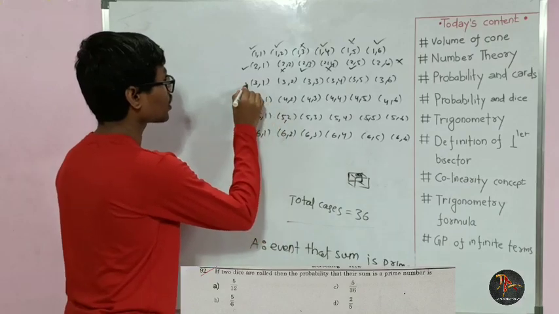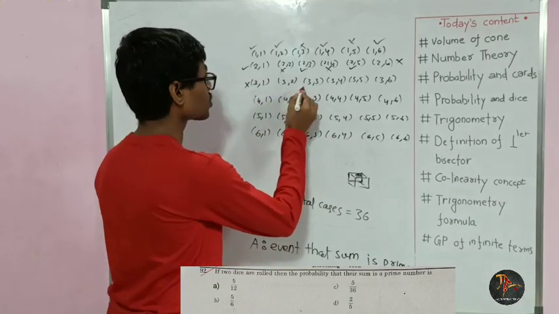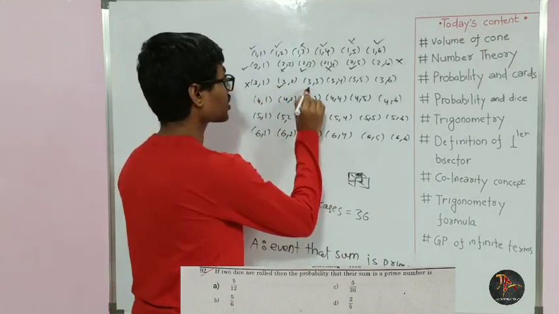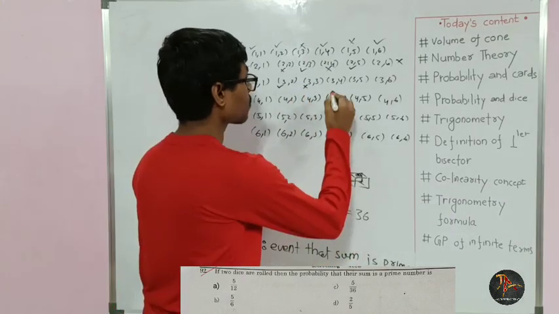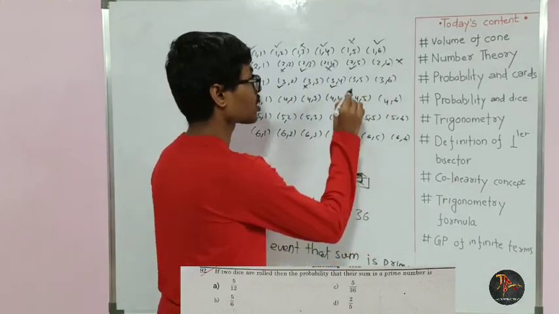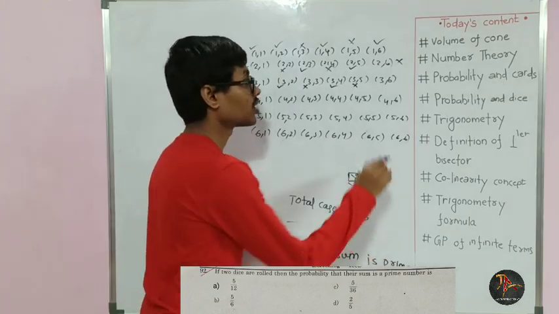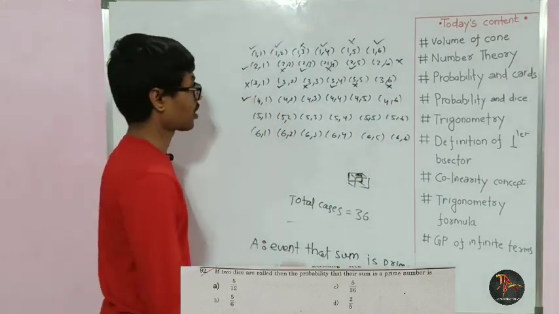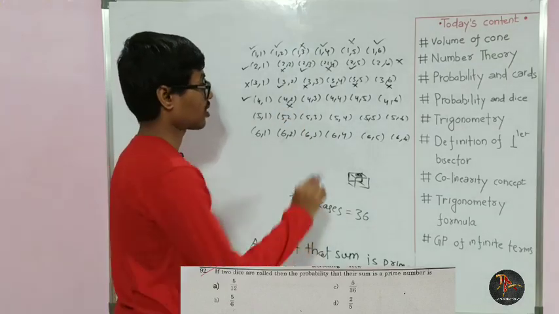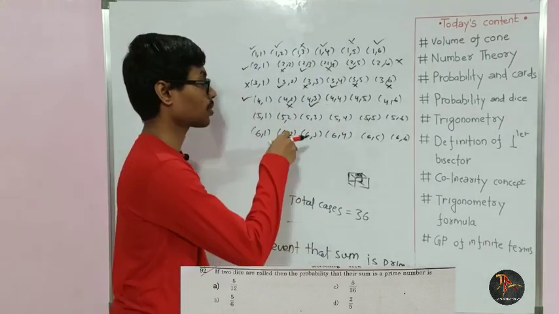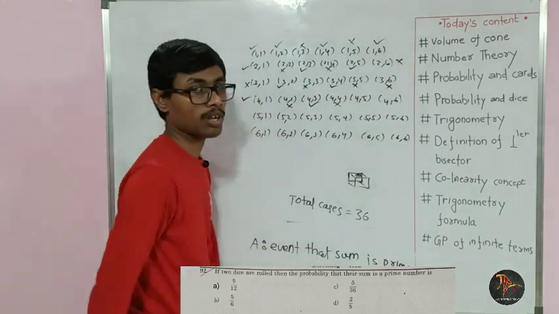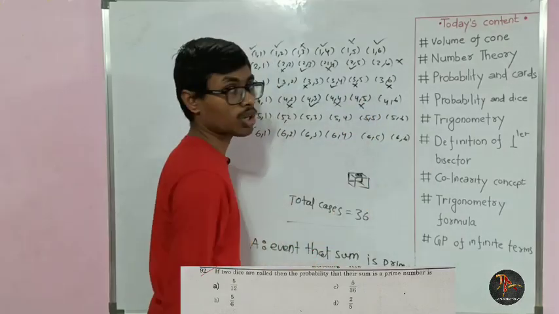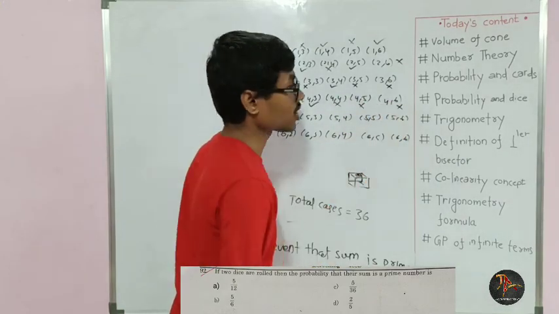Now 3 + 1 is 4, not prime. 3 + 2 is 5, prime. 3 + 3 is 6, not prime. 3 + 4 is 7, prime. 3 + 5 is 8, not prime. 3 + 6 is 9, not prime. 4 + 1 is prime. 4 + 2 not prime. 4 + 3 yes, 7 is prime. 4 + 4 is 8, not prime. 4 + 5 is 9, not prime. 4 + 6 is 10, also not prime.